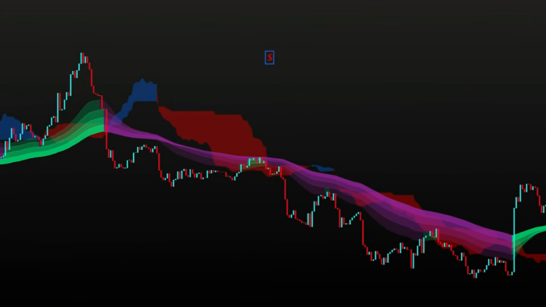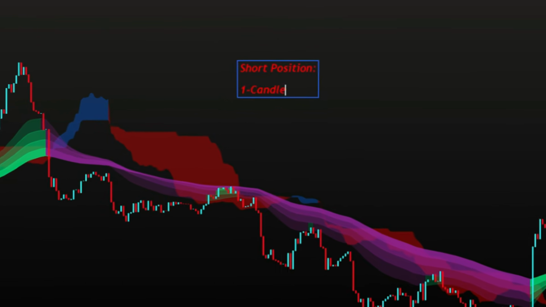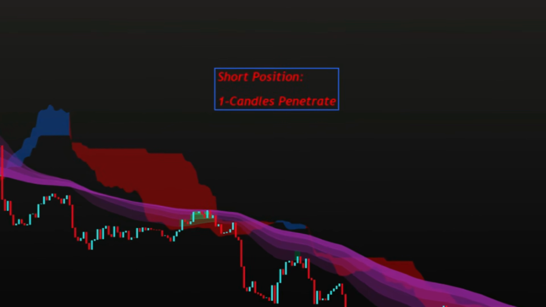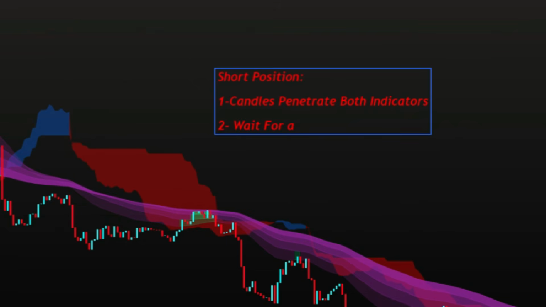So first, let's talk about the short position criteria. First of all, the candles must break down below both of the indicators, because that's a very strong sign of a complete momentum shift. Then the second rule is that we always wait for a valid pullback before entering a trade, since this step alone reduces the chance of a fake breakout and gives us a much more reliable entry.